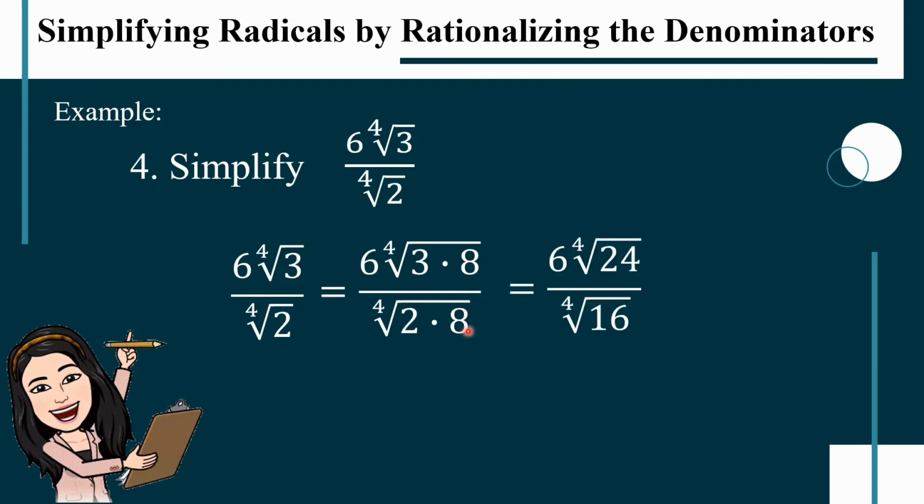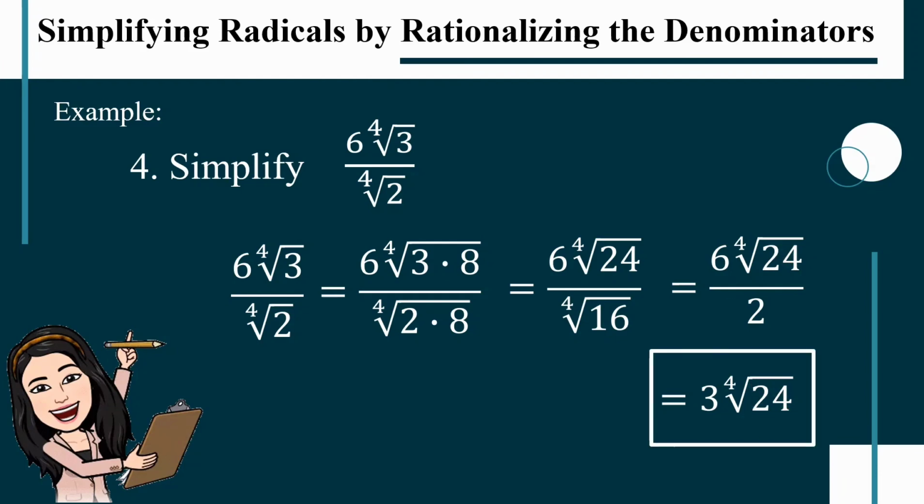Now, let us simplify. 3 times 8 is equal to 24. 2 times 8 is equal to 16. So, therefore, ang fourth root of 16 ay perfect fourth root, kaya pwede na natin siyang gawing 2. So, therefore, our answer is 6 fourth root of 24 over 2. But take note, yung numerical coefficient natin na 6 and 2 can still be simplified. What is 6 divided by 2? That is 3. And then copy fourth root of 24. So, that would be our final answer.